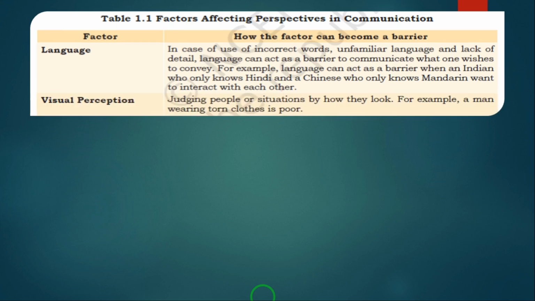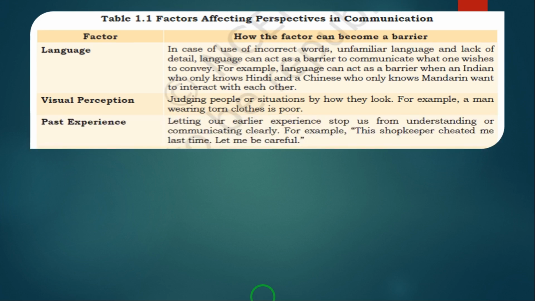Next is visual perception: judging people or situations by how they look. For example, a man wearing torn clothes is assumed to be poor. Then, past experience: letting our earlier experience stop us from understanding or communicating clearly. For example, this shopkeeper cheated me last time, so let me be careful.